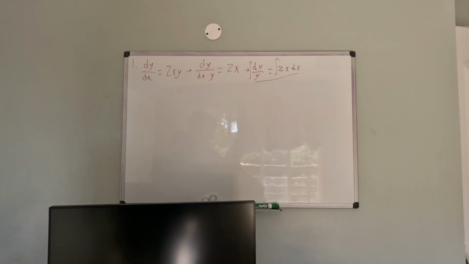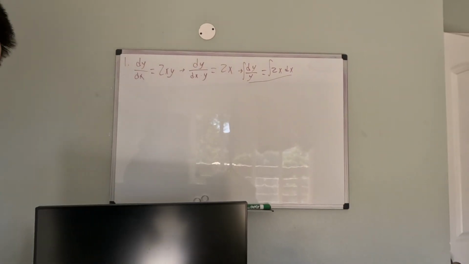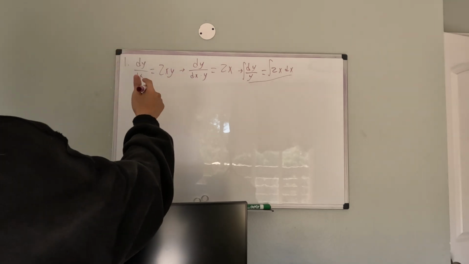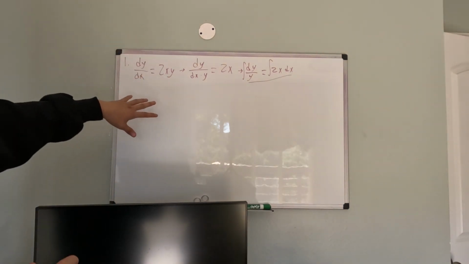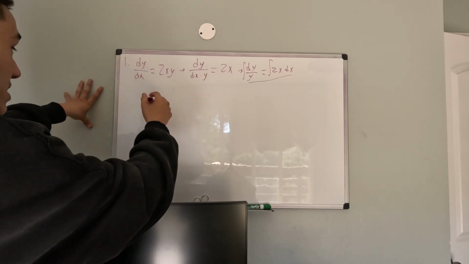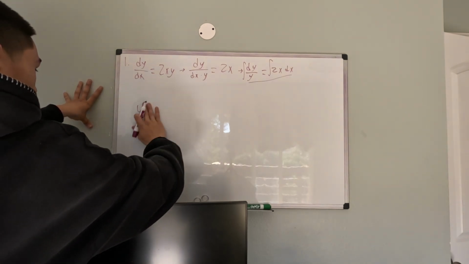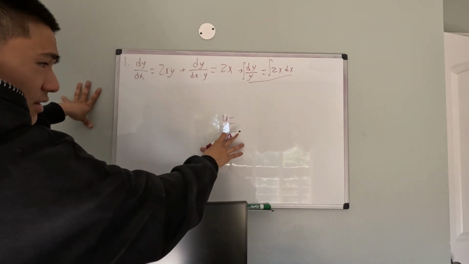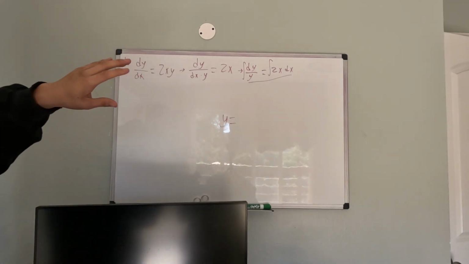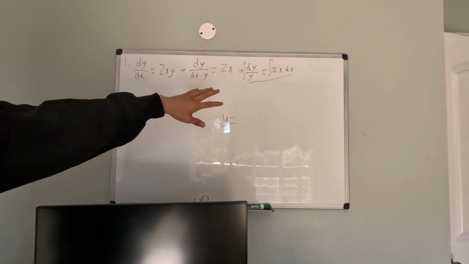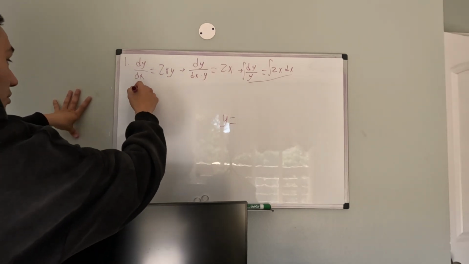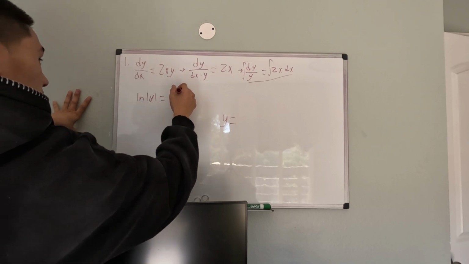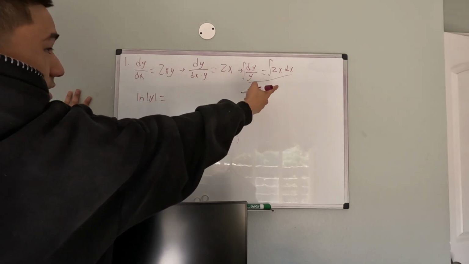The reason we need to do this is because we have a y prime, a dy/dx. In order to get rid of this dy/dx and say y equals something, we're going to need to integrate. After we integrate, we're left with the natural log of the absolute value of y equals, what is that over there? What's the integral of 2x?